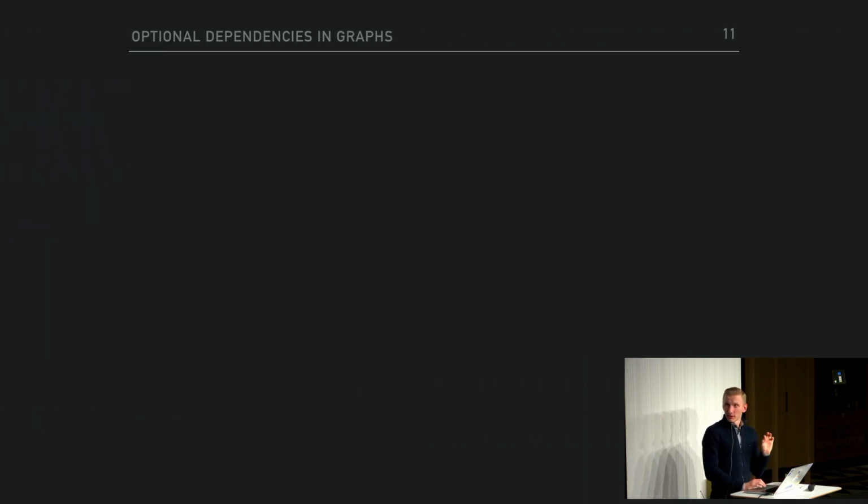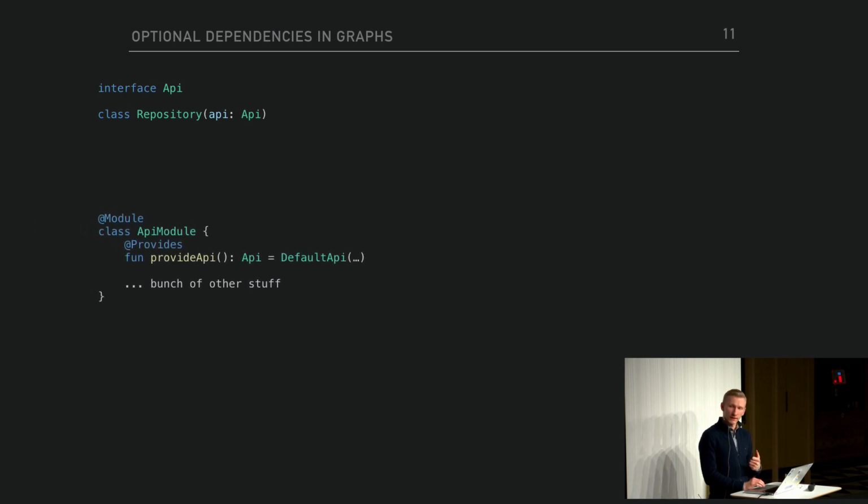Okay, but optional dependencies can get pretty complex, and this example will be more complicated, because what we will be doing here is using this optional functionality to customize the implementation of our dependencies. So we have an API interface and a repository that takes an API instance. That's like a simple case. There's also an API module that provides an API implementation and a bunch of other stuff that is not important right now.